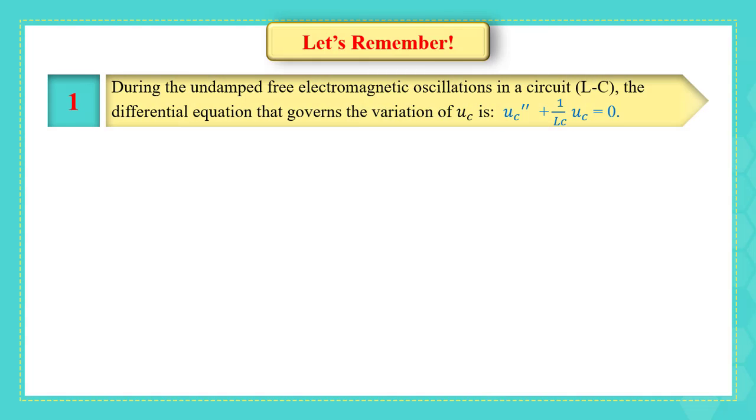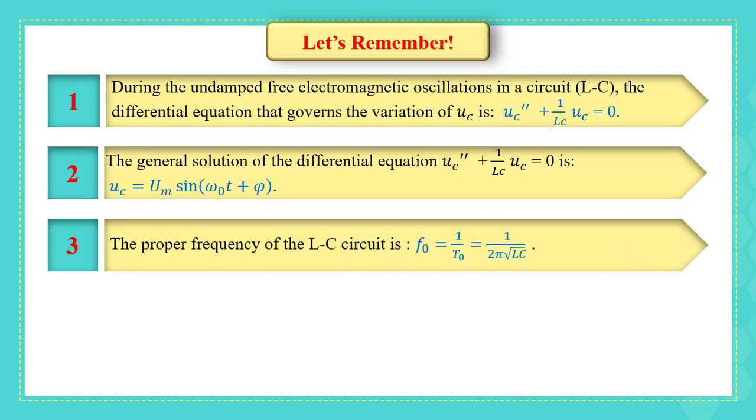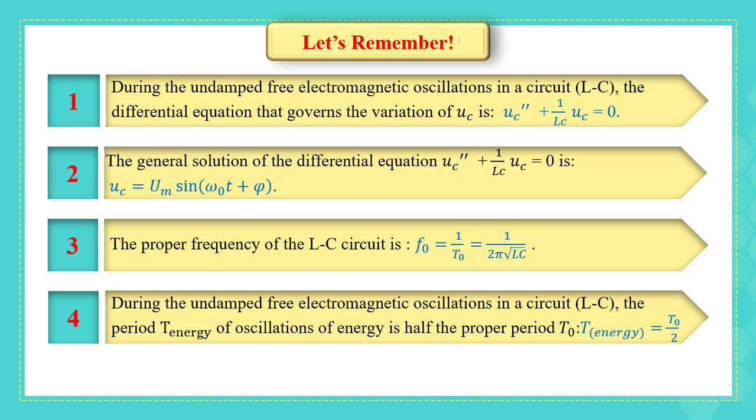We said that in the undamped free electromagnetic oscillations, the differential equation that governs the variation of UC is given by UC double prime plus 1 over LC, UC equals 0. The general solution is given by U maximum sine or cosine of omega 0 t plus phi, where the proper frequency is 1 over 2 pi radical LC. And finally, we said that the period of the energy is given as T0 over 2.